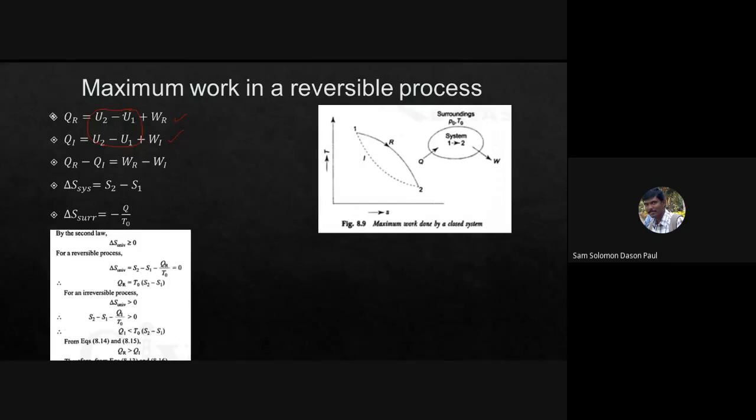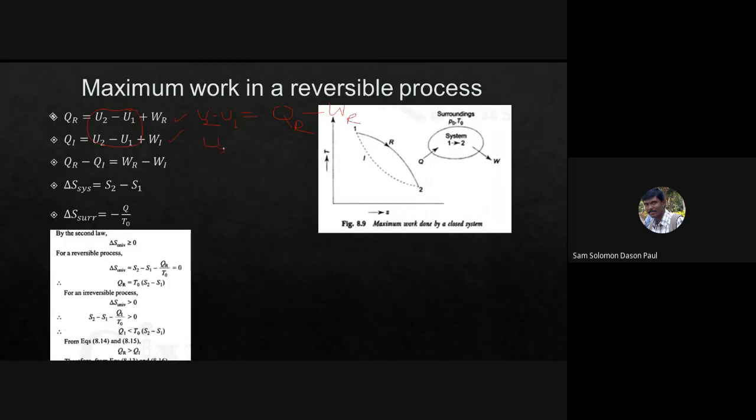So if you just retain it on one side, QR minus WR equals QI minus WI, or the other way around, QR minus QI is equal to WR minus WI. So if I equate it, U2 minus U1 is equal to QR minus WR.